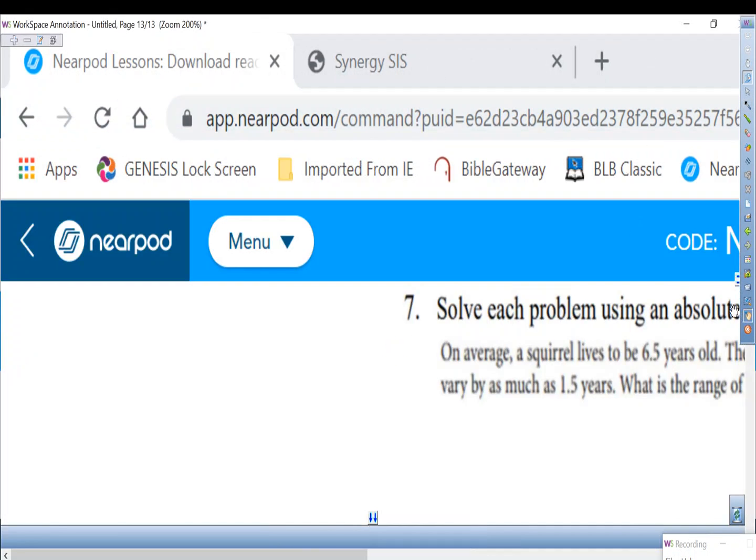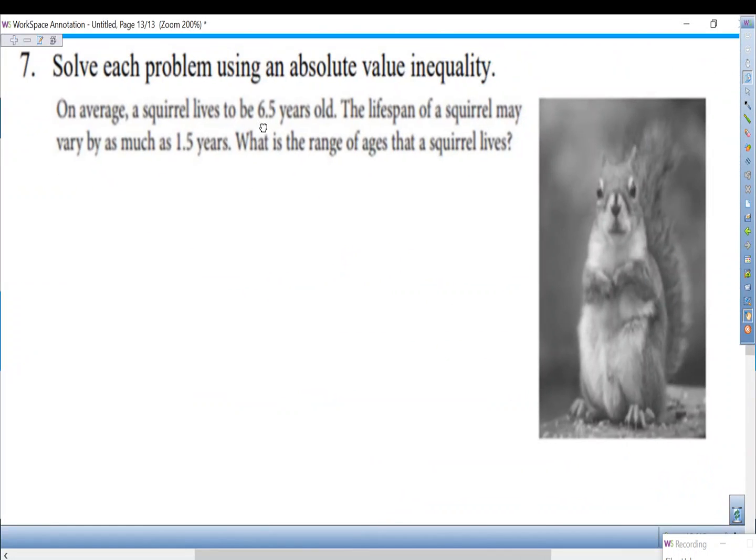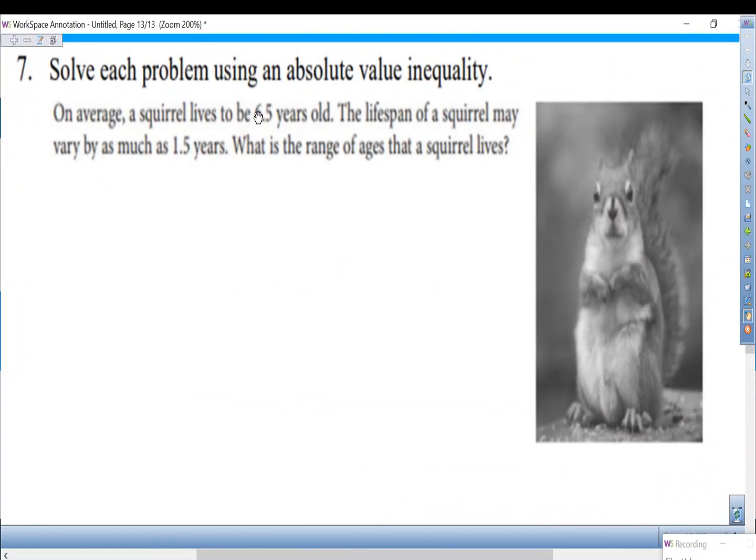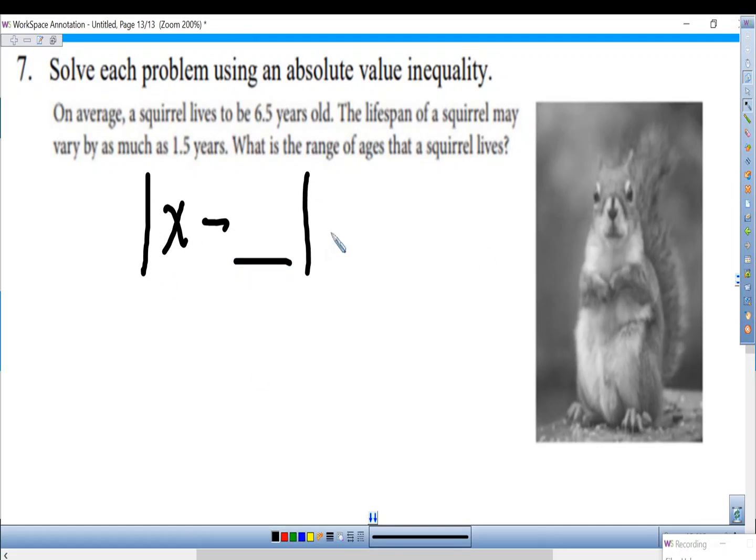Hold on, let me show you really quick. Write number 7. And we're going to start with our form. Who remembers the form for writing absolute values? Yeah, good. So we do absolute value x minus blank, close absolute value equals blank. You guys remember that? Yeah? All right.